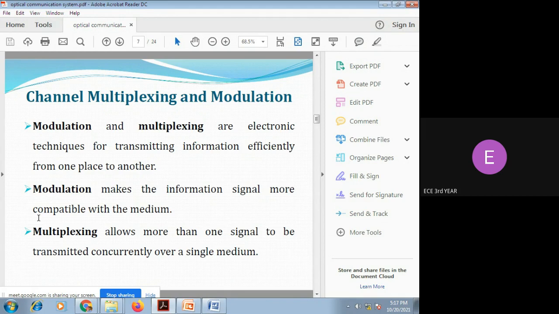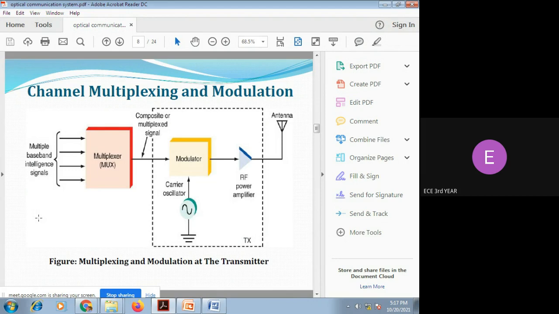Modulation makes the information signal more compatible with the medium. Multiplexing allows more than one signal to be transmitted concurrently over a single medium. That is, more than one signal is sent to a single input, single output line. It is called multiplexing. So this is the basic block diagram of a channel multiplexing and modulation system.